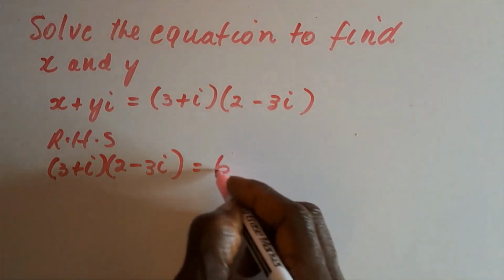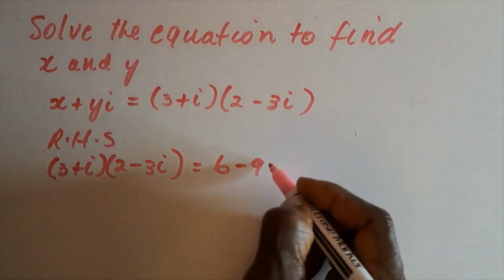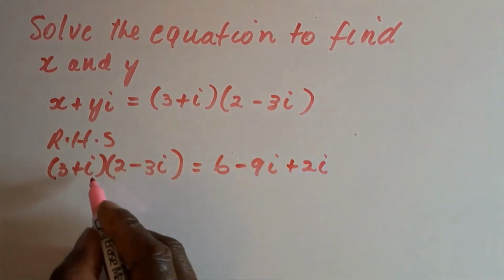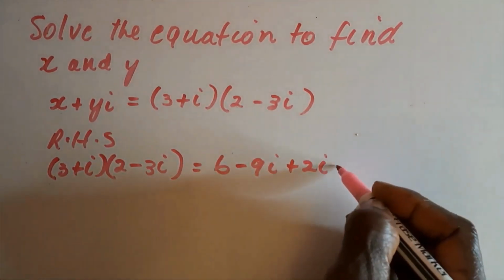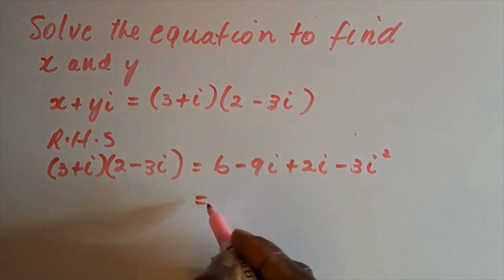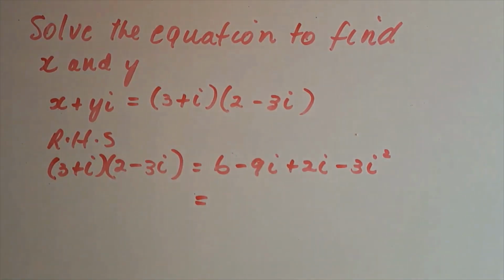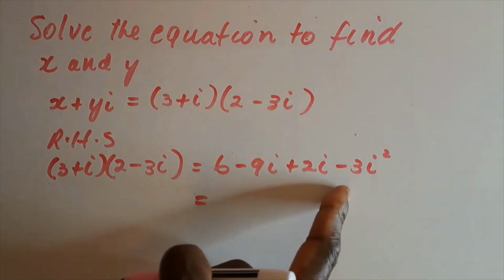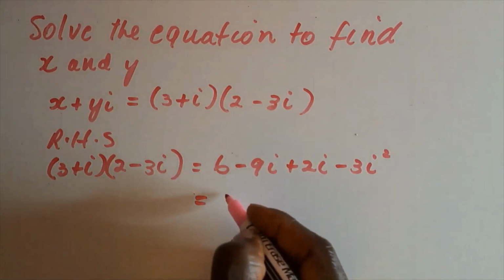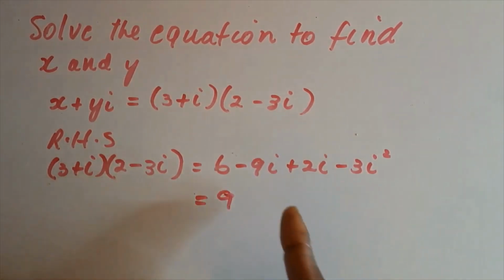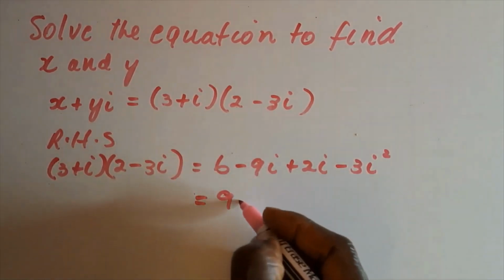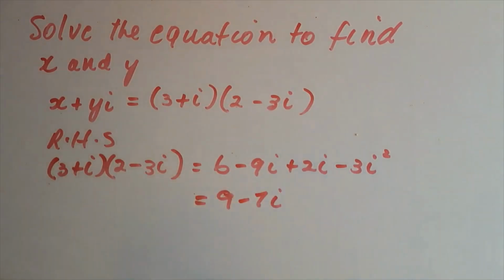is 3 2s are 6 minus 9i, add 2i minus 3i squared. Now 3i squared, i squared is minus 1, so this would be positive 3, a real number. Added to that we'll have 9, and minus 7i, minus 9i add 2i is minus 7i.